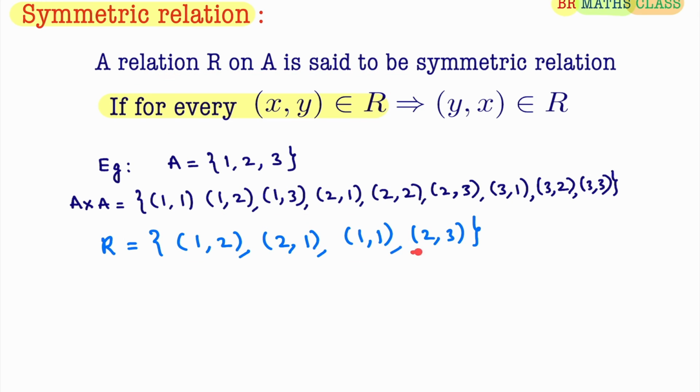So here (2, 3) is there at the end. For this ordered pair (2, 3), the reverse order is (3, 2). Is (3, 2) there in this relation? For (2, 3), (3, 2) is present in this relation.